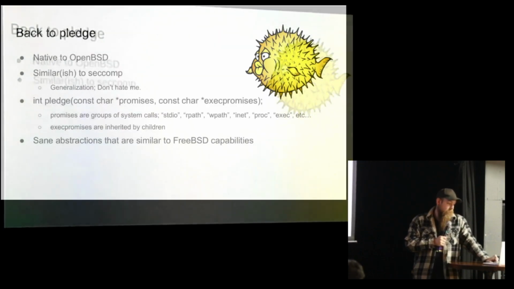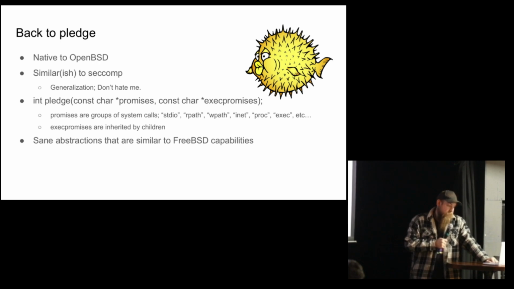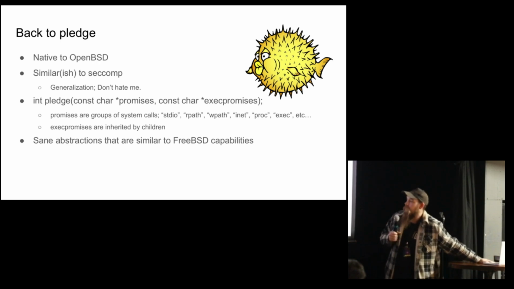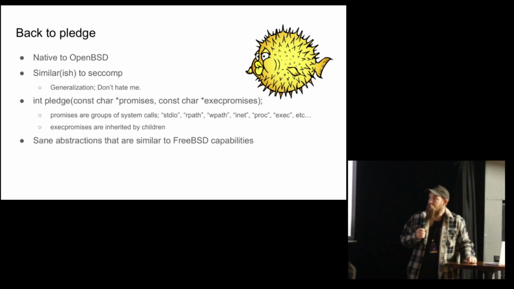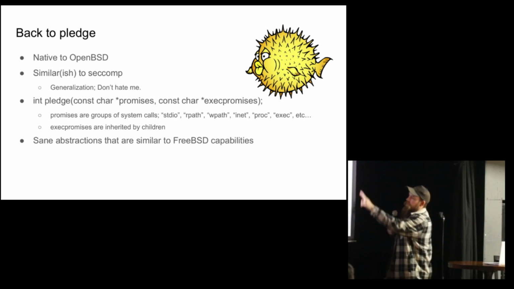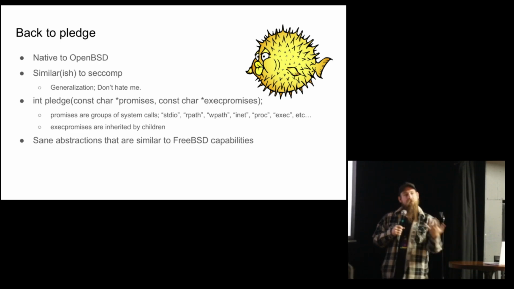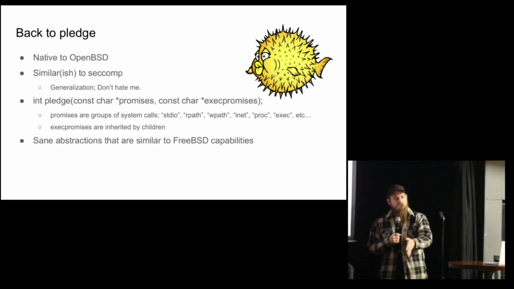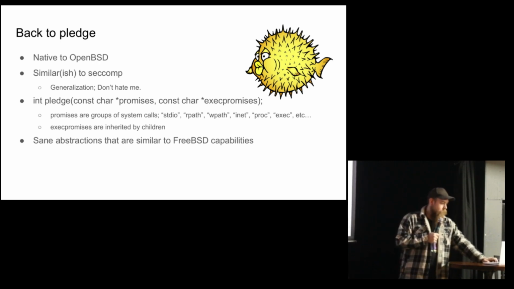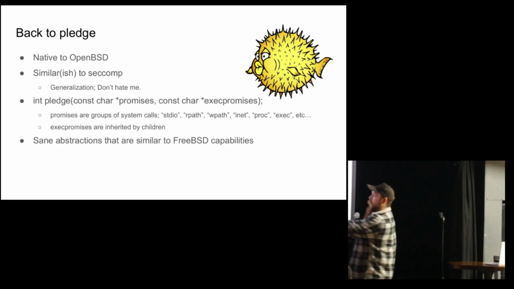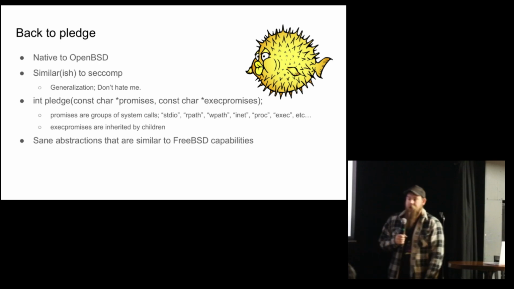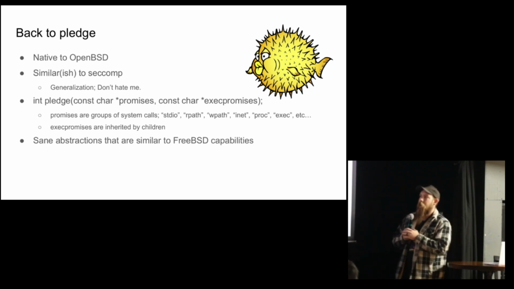So back to pledge. It's native to OpenBSD. It is very similar to seccomp. That's what it looks like as an interface. So it's just a single call. You pass it a string, two strings technically, one of promises, which we'll get into what that is, and one with exec promises. They're the exact same thing, but one of which applies to children or descendants of. And they are basically groups of things you can do. So we'll get into it very, very quickly.